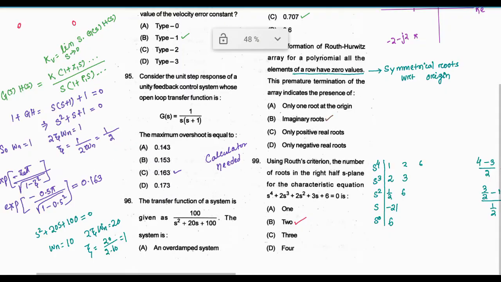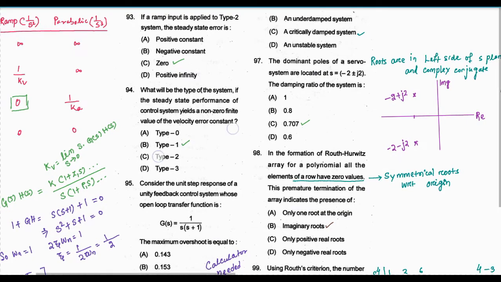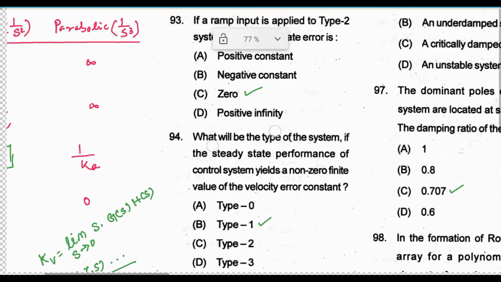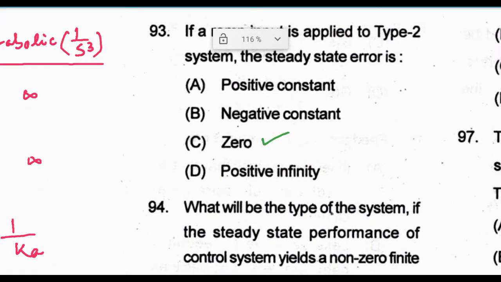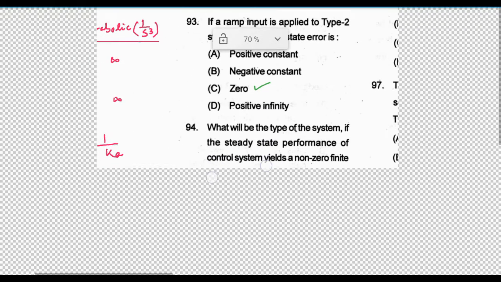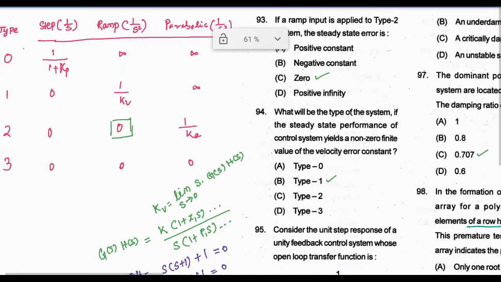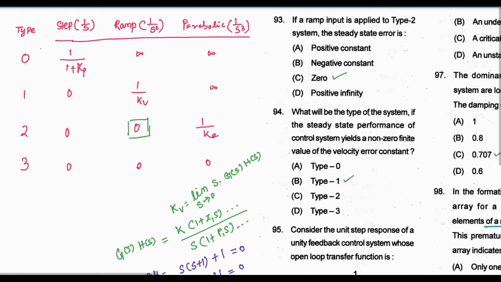Next, question number 93. Here in this question it is given that if a ramp input is applied to a type 2 system, the steady state error is. So this is a very simple question. If you have remembered this table, you will answer this clearly. So what is given? Type 2 system. What will be the steady state error?